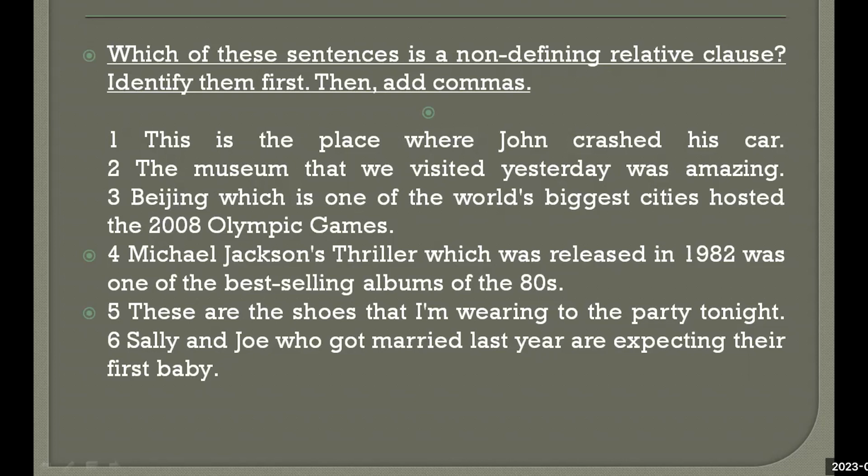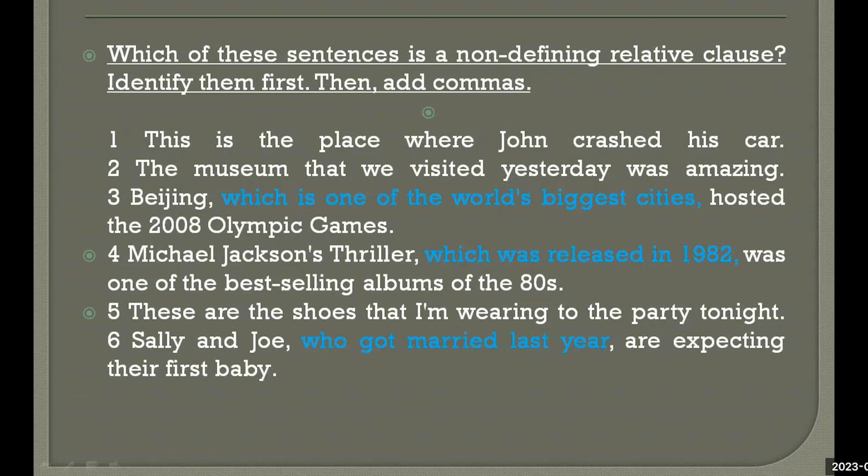Okay, I'll show you the answers now. Okay. Now, this sentence doesn't have a non-defining relative clause. It's a defining relative clause. You cannot say this is the place and stop. You can't. You can just say this is the place, stop. No. What does that mean? You need to define this place.